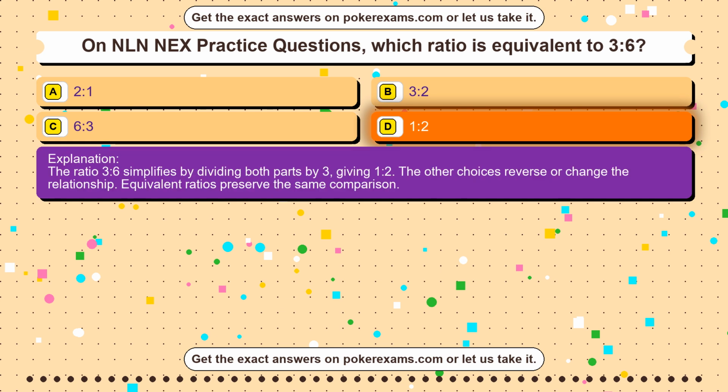The ratio 3:6 simplifies by dividing both parts by 3, giving 1:2. The other choices reverse or change the relationship. Equivalent ratios preserve the same comparison.